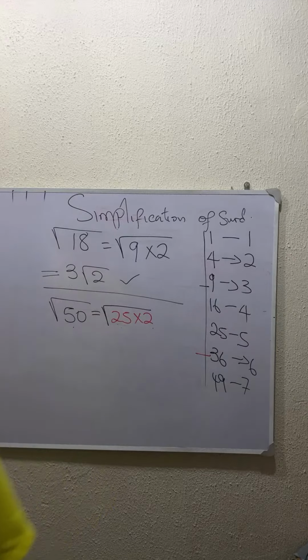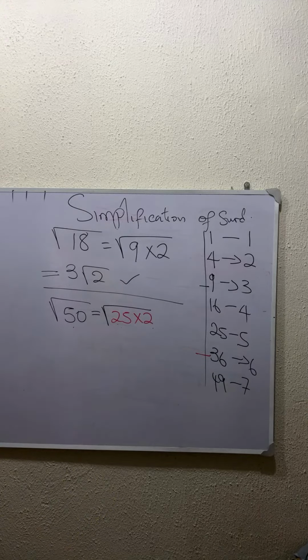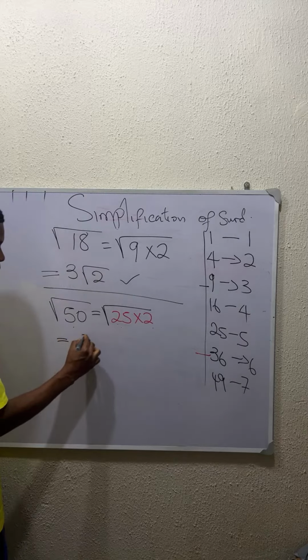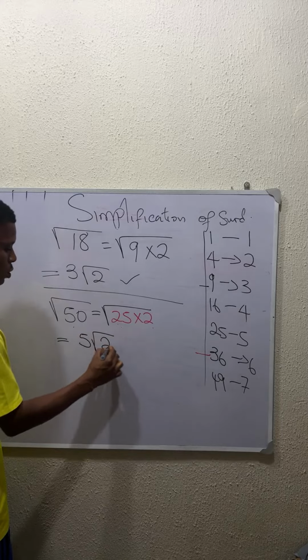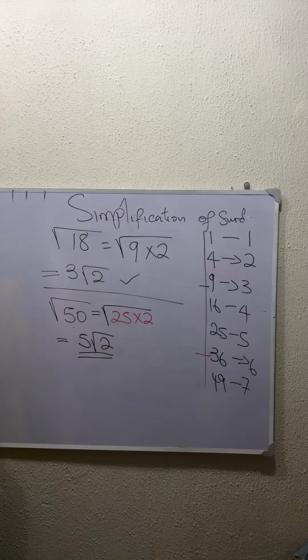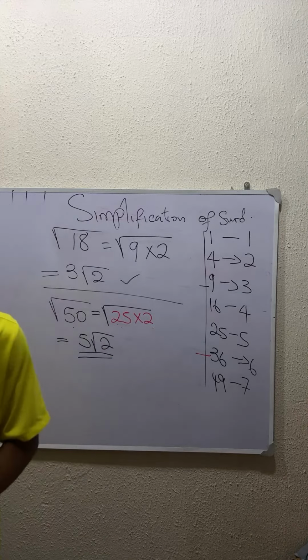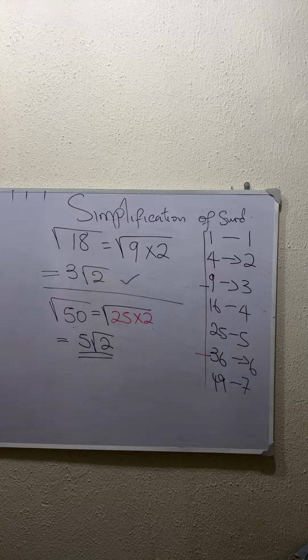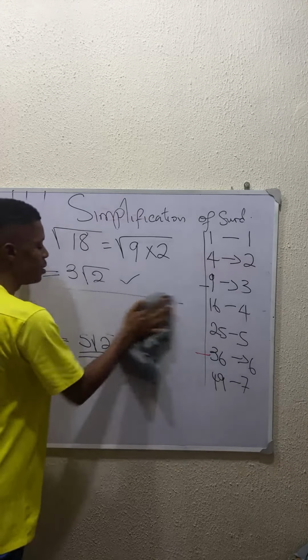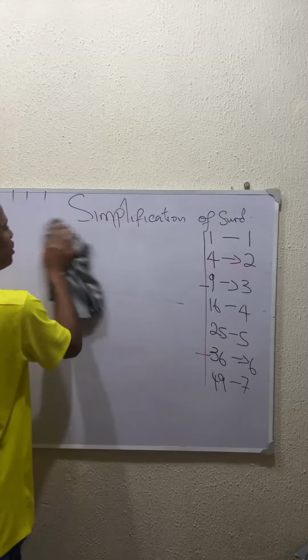So I want you to take the square root of the perfect square. What is the square root of 25? The square root of 25 is 5. So you have it as 5 root 2. So 5 root 2 is what you get when you simplify the surd to its lowest term. So it is very easy to simplify surds to their lowest term.